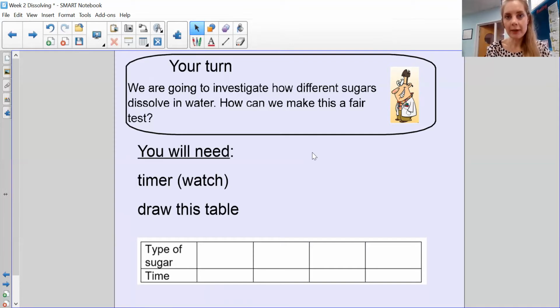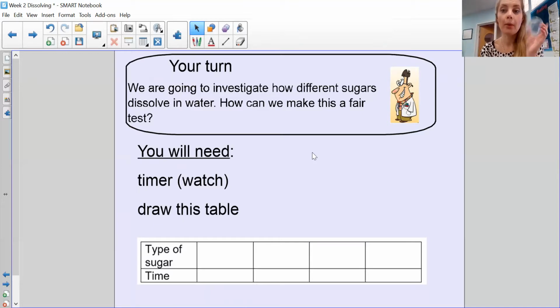Okay, so when we're looking at this experiment today, we need to think about how we can make this test fair. So what can I do to each of these cups when I'm adding the sugar to make sure that it's fair? It could be things like making sure that I'm using the same teaspoon and that I'm measuring out the same amount each time.